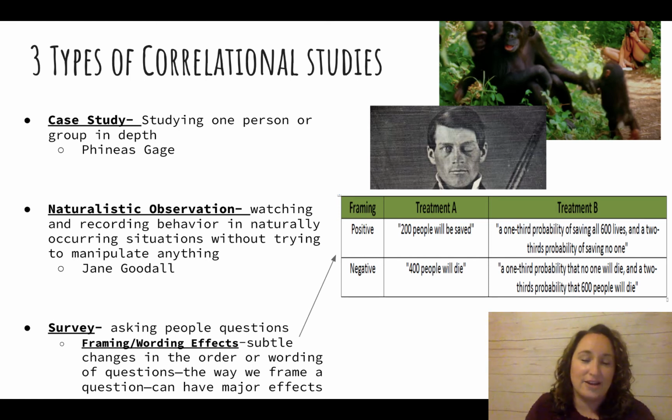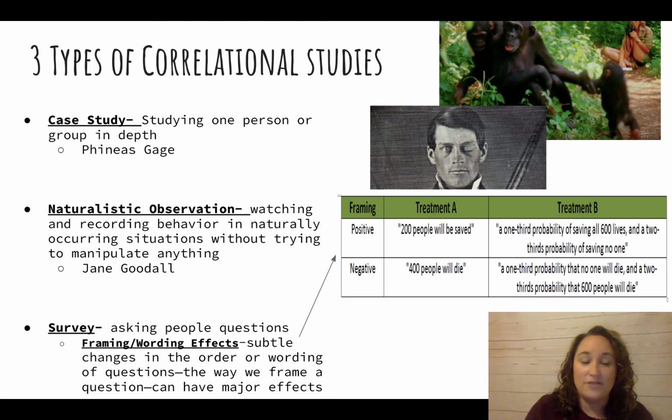You can also do a naturalistic observation, which is watching and recording behavior in its naturally occurring environment. So watching behaviors in our dining hall, or Jane Goodall, although sometimes she did kind of interact with them, right? But if you're just truly observing and not interfering, then it is a naturalistic observation. And then you can also do surveys, which are a very easy, efficient way to collect data. But you have to be careful with surveys because people can ask questions that are framed to get certain answers.